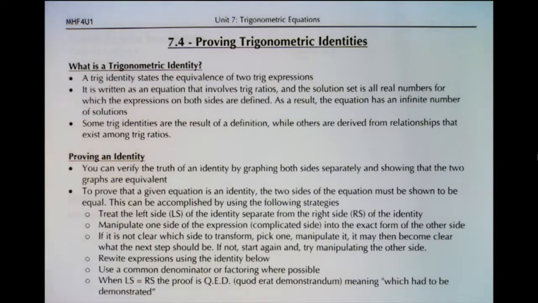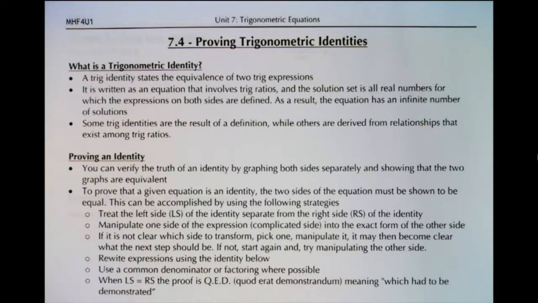So as a review, what is a trig identity? Well, a trig identity states the equivalence of two trig expressions, and it's written as an equation involving trig ratios. And since you have an equation that is the result of either a definition or a relationship that exists among these trig ratios, it's going to have an infinite number of solutions, which means it'll work for any angle. It's always true.